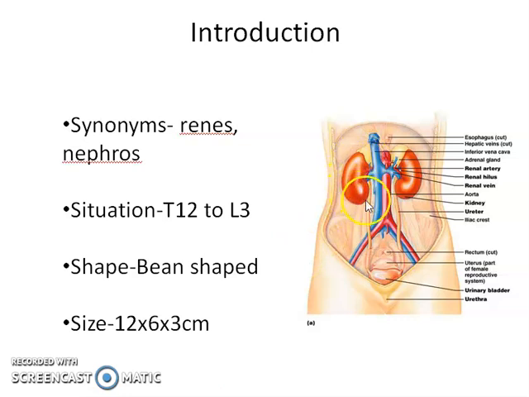The shape of the kidney, it is bean shaped with the hilum directed on the medial side. Average measurement of each kidney is 12 into 6 into 3 centimeters, length into breadth into thickness. The weight of adult male kidney is about 150 to 170 grams and in adult female is 130 to 150 grams.